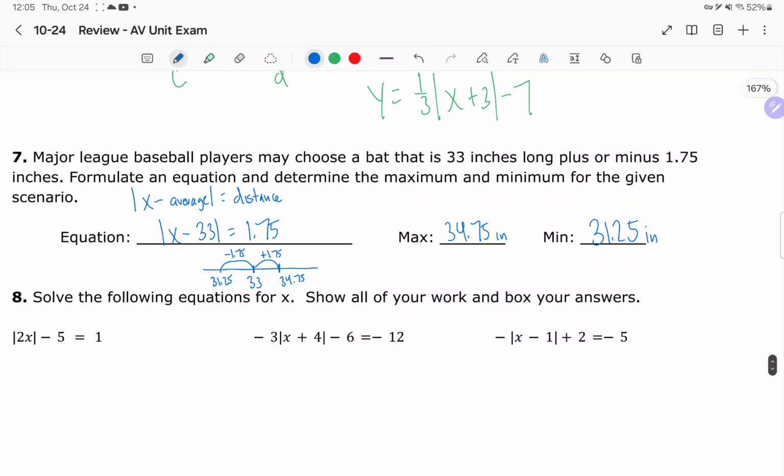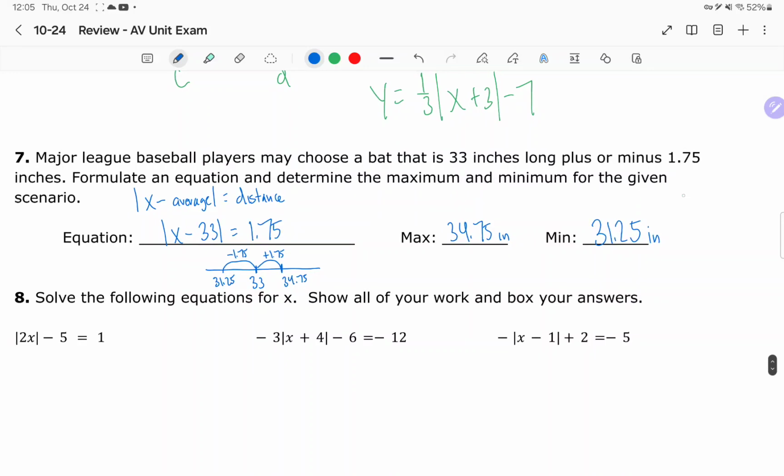And we talked about the second way to do this: take x minus 33 and set it equal to negative 1.75. And we would solve it, so we'd add the 33. X equals 31.25, which is what we got for the minimum. Then you would set x minus 33 equal to the positive 1.75. And when you add 33, you get 34.75, which is what we have.